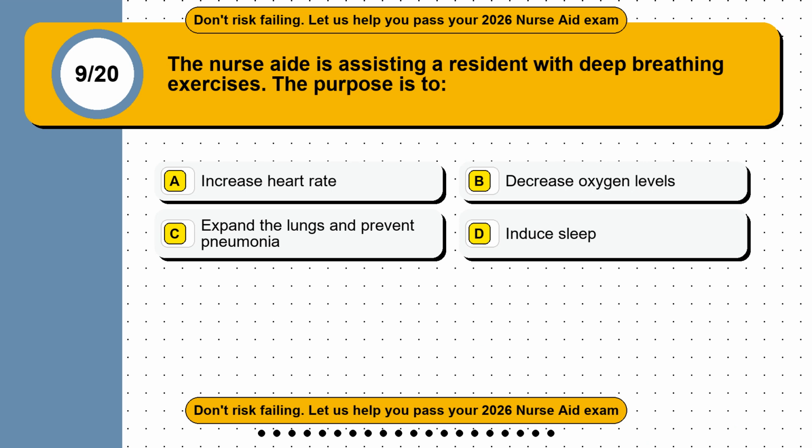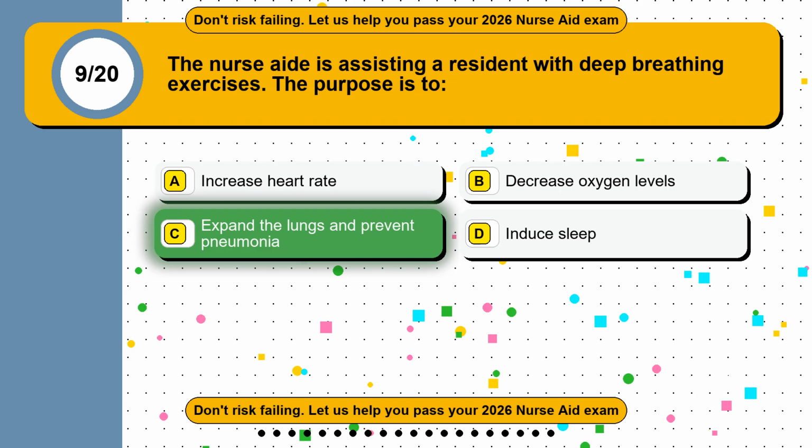Question 9. The nurse aide is assisting a resident with deep breathing exercises. The purpose is to: Option A. Increase heart rate. Option B. Decrease oxygen levels. Option C. Expand the lungs and prevent pneumonia. Option D. Induce sleep. The correct answer is option C. Expand the lungs and prevent pneumonia.